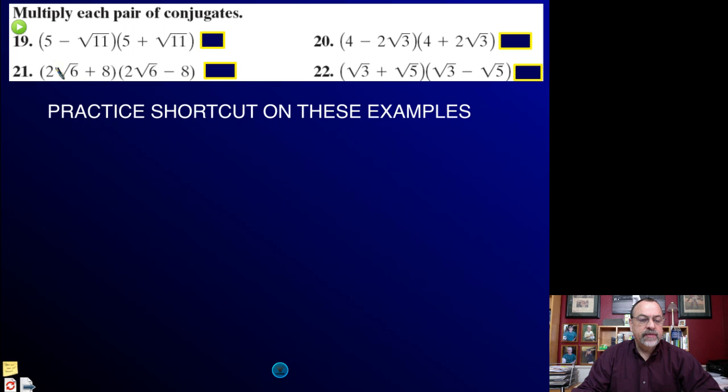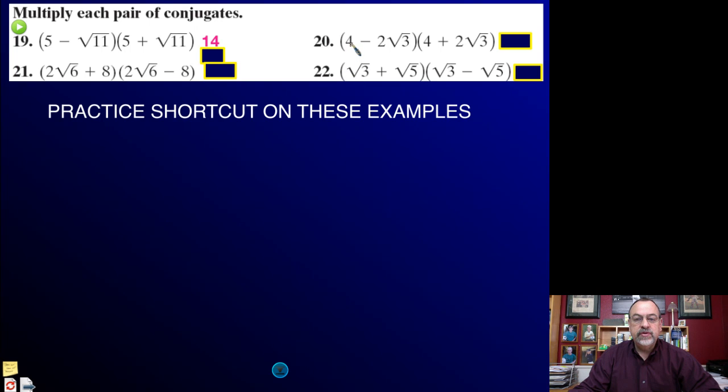So I notice in number 19 here, the first terms are the same, the second terms are the same, the signs are opposite, so these are conjugates. So I simply square the 5, 25. Radical 11 times itself is 11. Subtract them, and I have 14. So very quickly I can multiply that, which would give me the same answer if I distributed. All right. Let's look at the next one here.